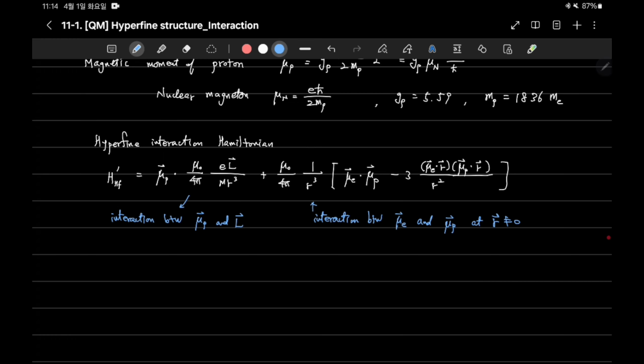Here it generally comes from the electromagnetics of the dipole-dipole interaction, and we should also exclude a dipole-dipole interaction term. That term is minus mu 0 over 4 pi, 8 pi over 3, mu e dot mu p, times a delta function. This is also a dipole-dipole interaction, at r equal to 0. We call it the Fermi contact interaction.